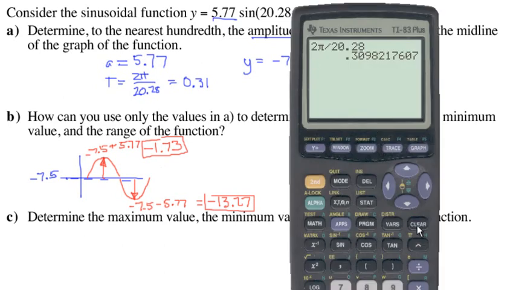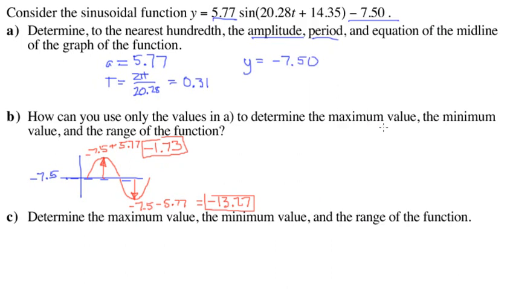I'm not feeling too confident about that, so let's just make sure. Negative 7.5 plus 5.77. Good, okay. So, maximum value, got it. Minimum value, got it. And the range is just a statement that contains both of these. We would say y can be any member of the real numbers, but y has to be between minus 13.27 and minus 1.73.